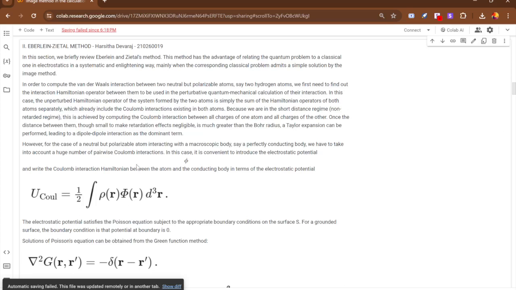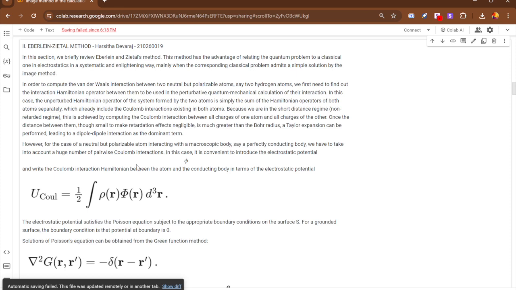Hello everyone, I'm Harshita Devraj and I'll be talking about the Abelin-Zeithaml method, which is a way to calculate the repulsive van der Waals forces between an atom and a conducting body of any shape. So we will briefly discuss the Abelin-Zeithaml method and why it has the advantage of relating the quantum problem to a classical one in electrostatics in a systematic way. This is mainly when the corresponding classical problem admits a simple solution by the image method.